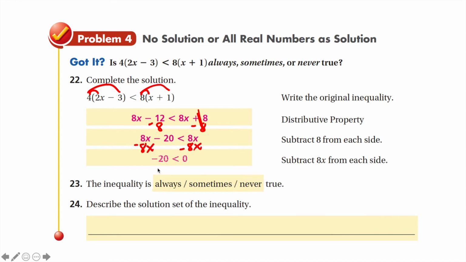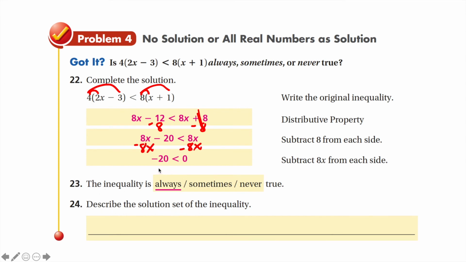When they did that, they got the statement, negative 20 is less than 0. No matter what you say, no matter what you do, negative 20 will in fact always be less than 0. And therefore, the inequality is always true. Can you describe the solution set of the inequality?